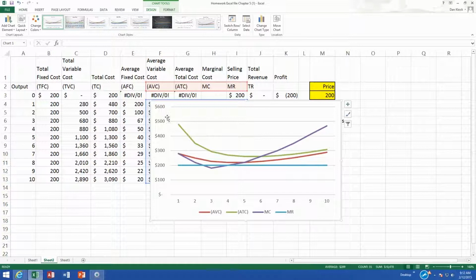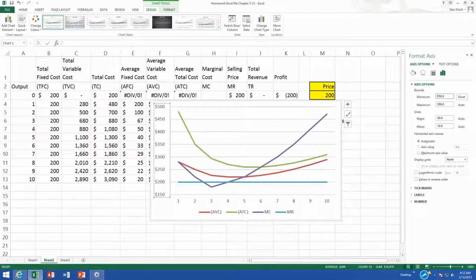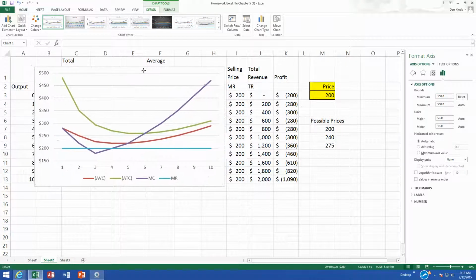I'm changing my y-axis because I want to see more of the curves in it, so I'm going to start my minimum at 150. Something you do with graphs all the time. So I'm just going to double click on the y-axis and change my minimum to 150. And there's my graph. So I'm just going to move it over to the right here. And let's take a look at this thing graphically.